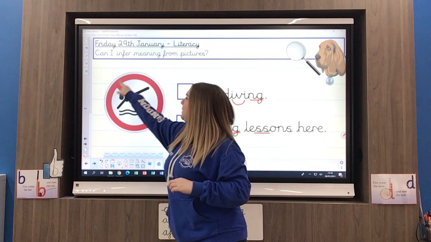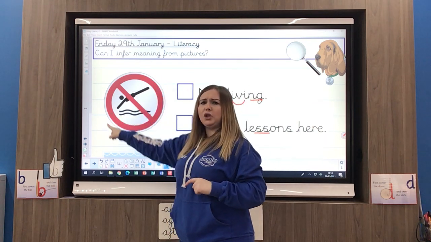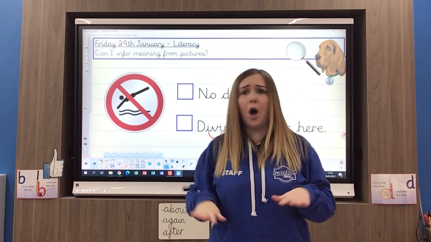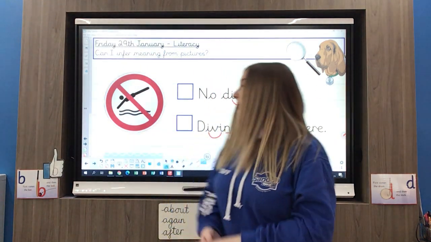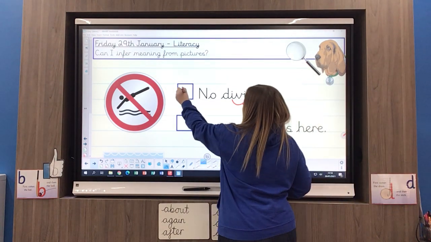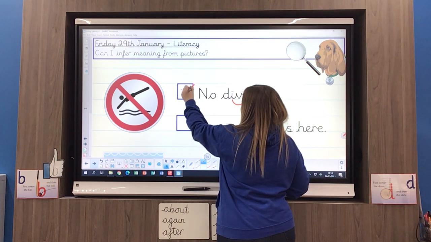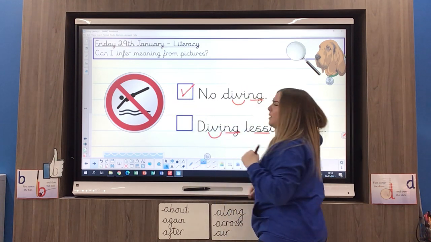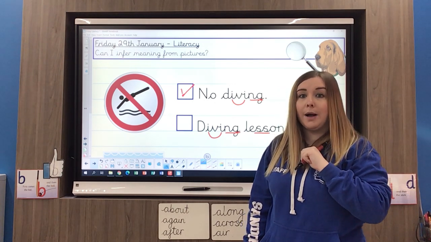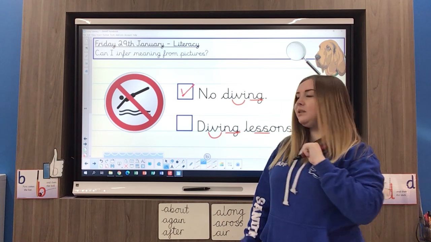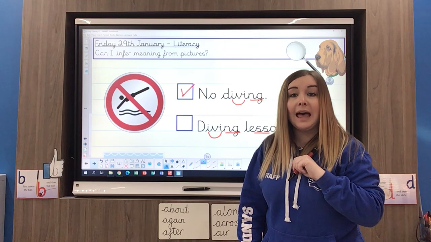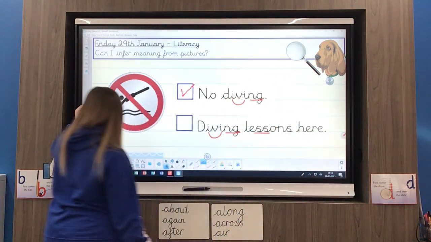Now when I look at this picture, the first thing I see is this big red circle with the line going through it, and that makes me feel like it's something we can't do. So I think this picture is telling us no diving. And think about where we might have seen that picture before. What do we have on our playground? Okay, where we might have seen the sign for no diving. We've got our swimming pool, haven't we? Well done if you remembered that.